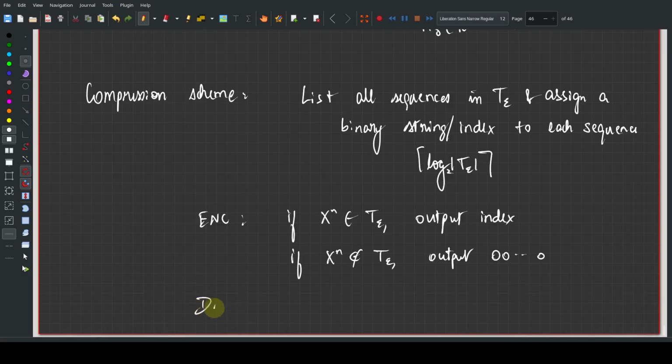And the decoder does the following. It knows this set. This set is known to both the encoder and the decoder. So while decompressing, you just look at this particular T epsilon. There's some valid index which is fed as the input to the decoder, and it just outputs that particular sequence.